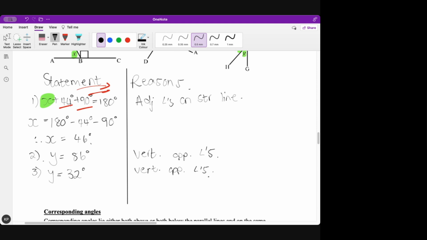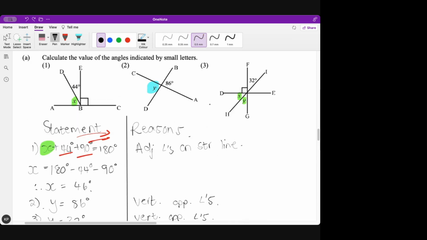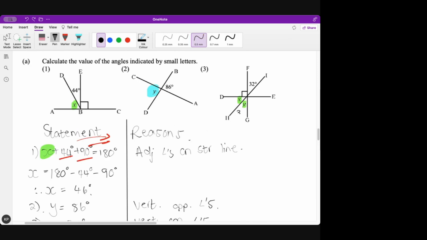And another thing I've seen in a paper, just because you use vertically opposite angles for number 2 doesn't mean it carries over to number 3. You need to write it again, right? I know it's tedious, but you need to write it again. All right. Now we know that y is also 32. And how am I going to get x? How will I get x? There are a couple of ways to get x, but let me hear what you guys have to say.